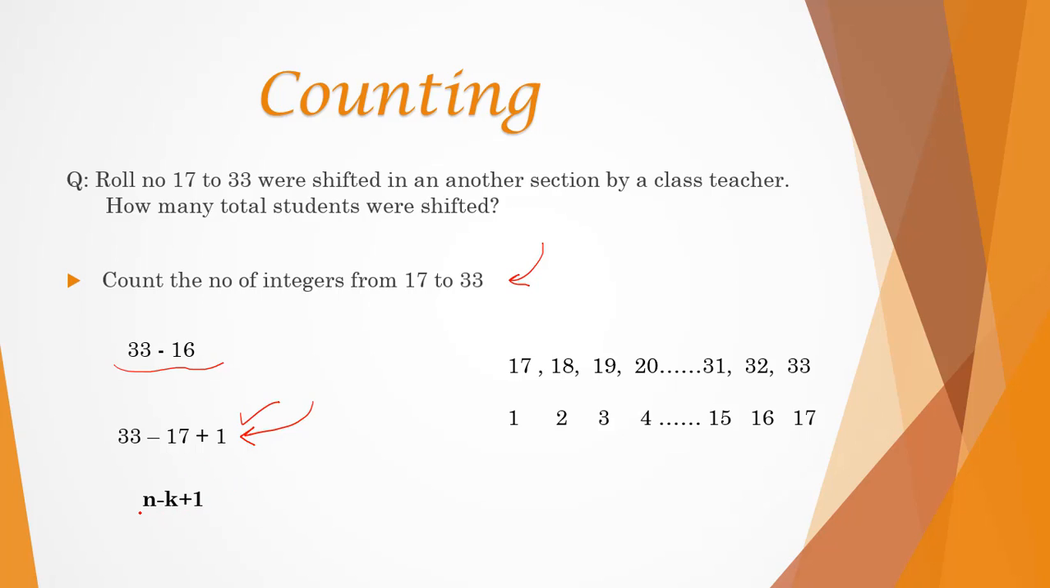Why this method? Because in a variable formula way, we can say that if we have a range of numbers from k to n, then we can count the numbers of that range with this formula: n minus k plus 1.